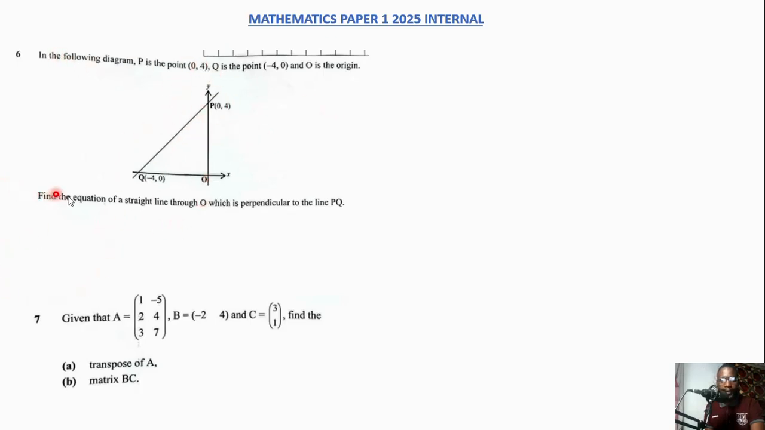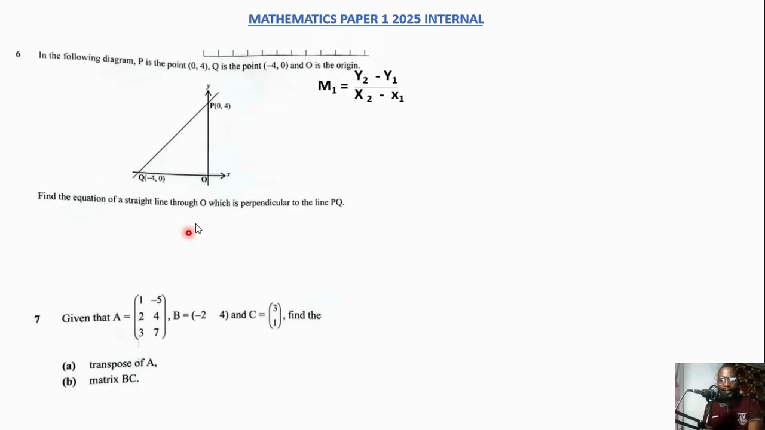Now the question is saying, find the equation of a straight line through O which is perpendicular to the line PQ. Since we are finding a line which is perpendicular to PQ, PQ is using the first gradient. Then for this other equation, we need to use the second gradient. So we first need to find the first gradient before we know the second gradient. So let's first find gradient 1.